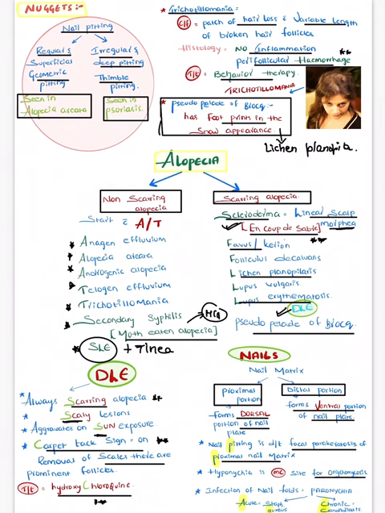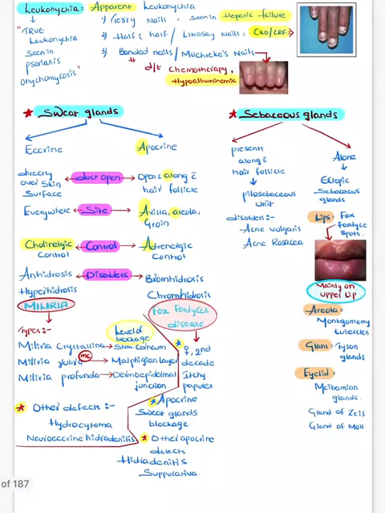Onychomycosis means fungal infection, and the most common site is the hyponychium. Infection of the nail fold is known as paronychia. It is acute in S. aureus and chronic in candidiasis. This is an important MCQ. Now coming on to leukonychia. Leukonychia is basically white color. Apparent leukonychia.